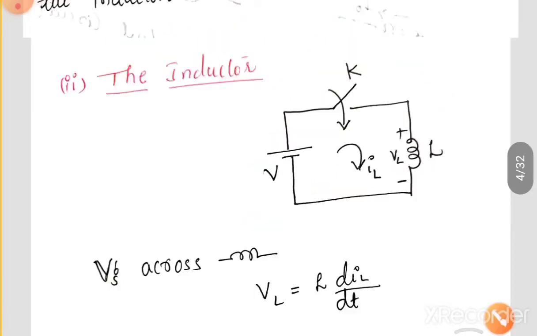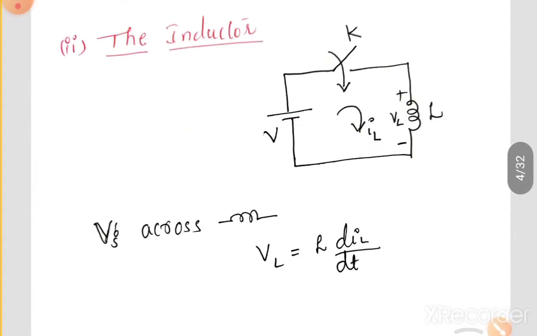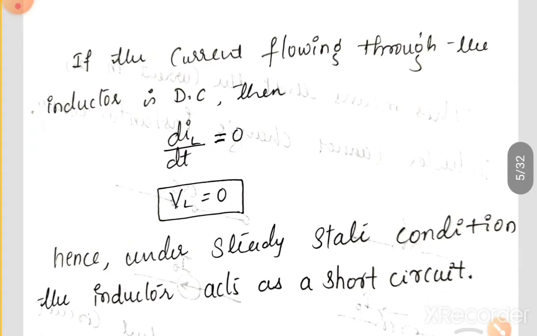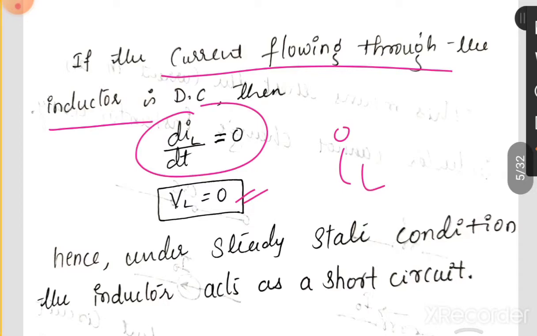Now we'll see what that current is. If the circuit is entirely DC, then the current flowing through the inductor will have dIL by dt equal to 0. Differentiation of that current will be equal to 0. Therefore you can easily say that VL equals 0. Let's see the IL expression for this condition.